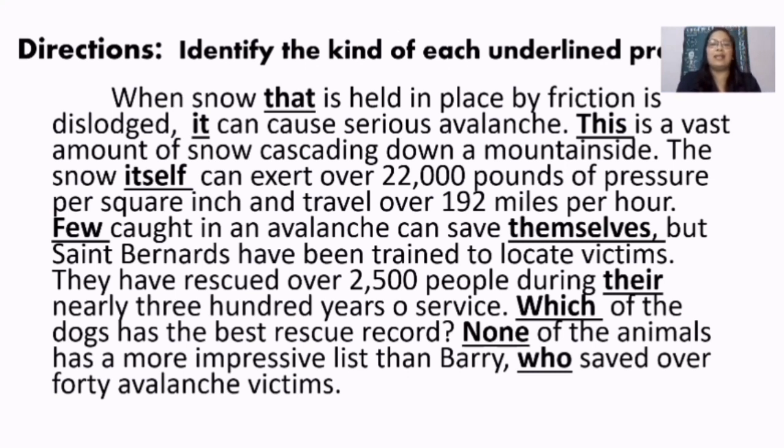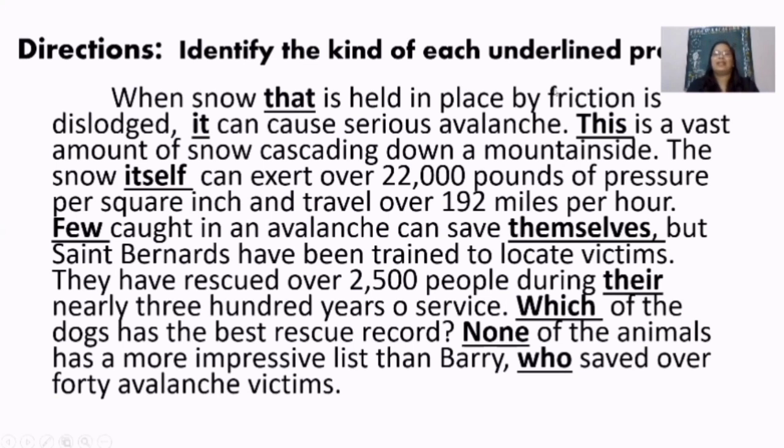When snow that is held in place by friction is dislodged, it can cause serious avalanche. This is a vast amount of snow cascading down a mountainside. The snow itself can exert over 22,000 pounds of pressure per square inch and travel over 192 miles per hour. Few caught in an avalanche can save themselves, but St. Bernards have been trained to locate victims. They have rescued over 2,500 people during their nearly 300 years of service. Which of the dogs has the best rescue record? None of the animals has a more impressive list than Barry, who saved over 40 avalanche victims.